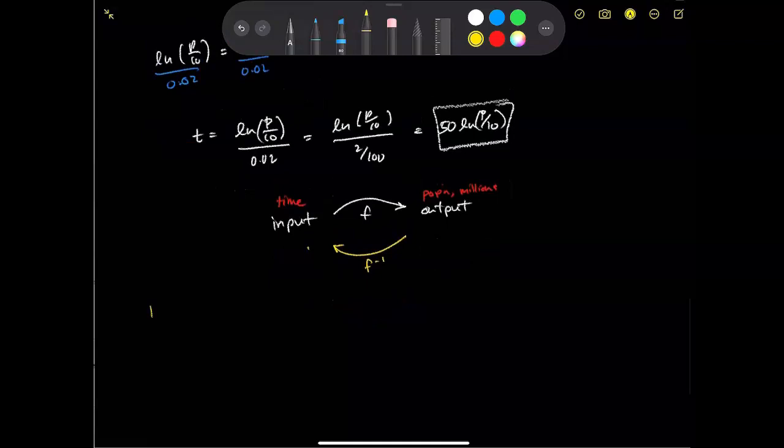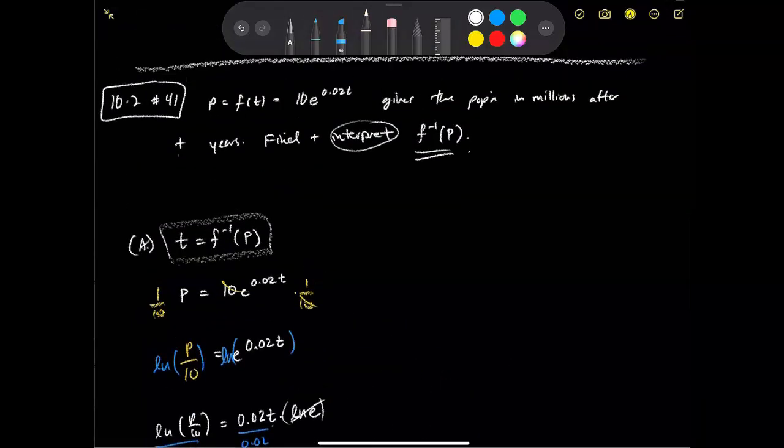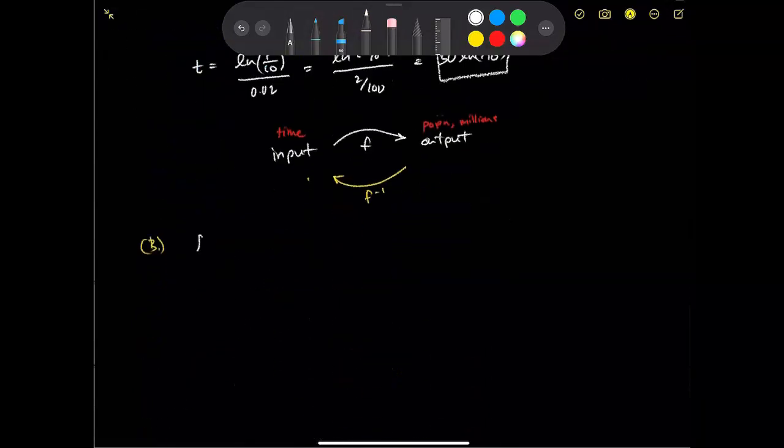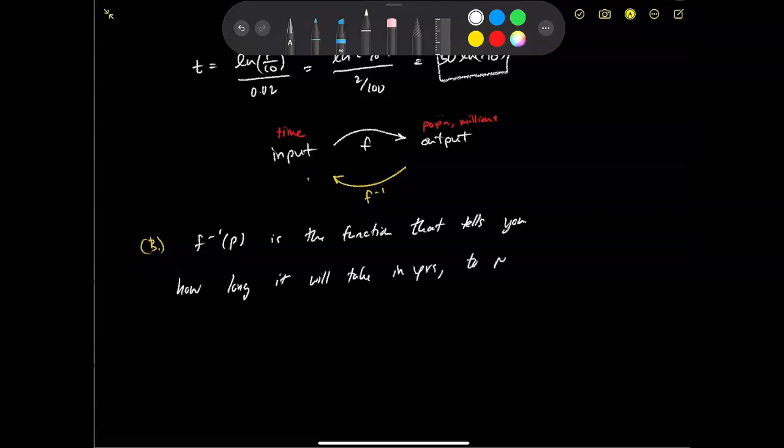So what does that mean, an interpretation. Well, what it means is, and are we given a specific value here? No, just interpret the function. So f inverse of p is the function that tells you how long it will take in years to reach a given population in millions. Right, so t equals f inverse of p.